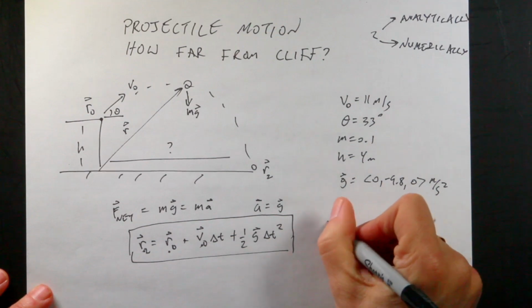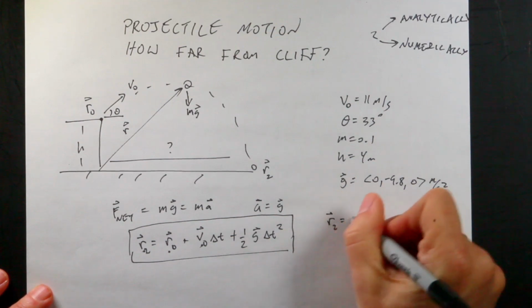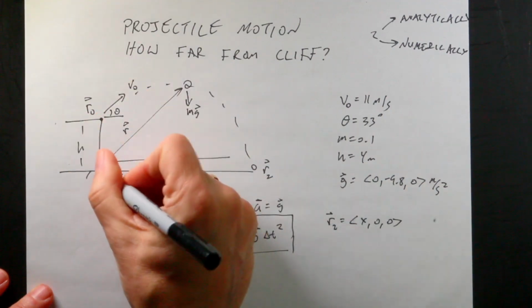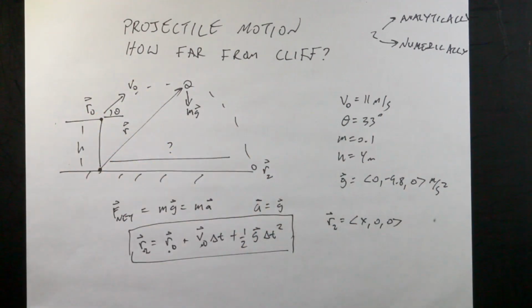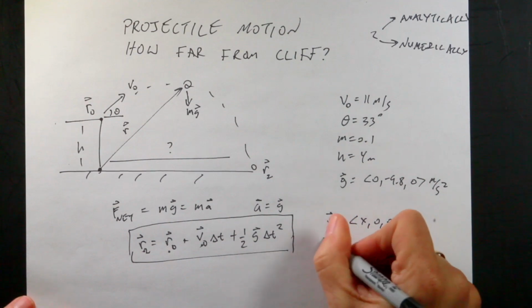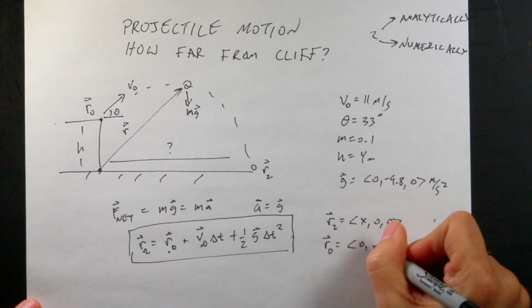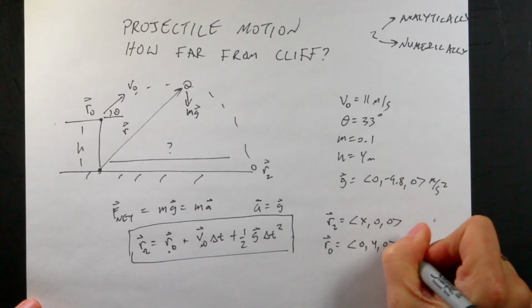But I do know something about the final position. I know the final position r2 is going to be equal to the vector x, 0, 0. I'm going to call this my origin. And then I don't know my final x value, but I know my final y value. I know my initial position is going to be equal to x is 0, y is h, which is 4, 0. I can write it like that.